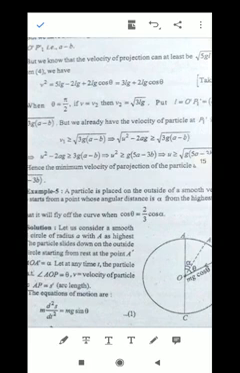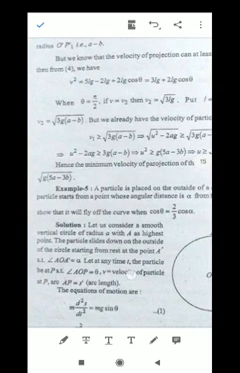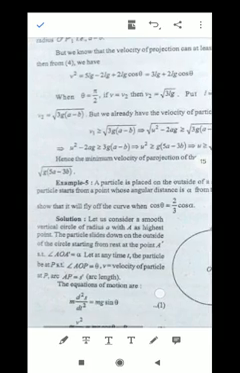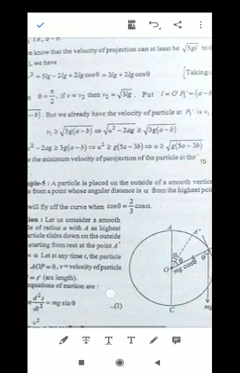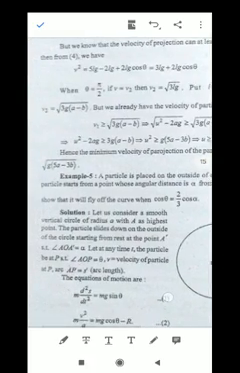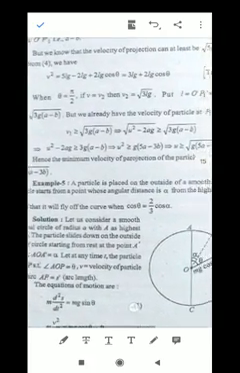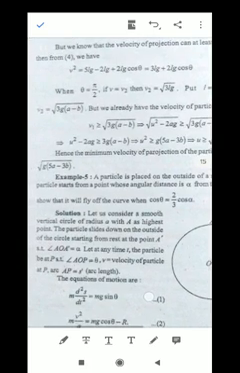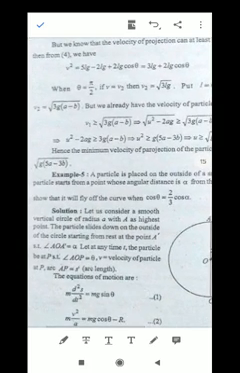In the same way, let us consider a smooth vertical circle of radius a with A as the highest point, and the particle slides down on the outside of the circle starting from rest at A dash. Here the particle started from A dash, such that angle AOA dash is alpha. At any time t the particle is at point P and angle AOP is theta, and V is the velocity of the particle at P and arc length is s.